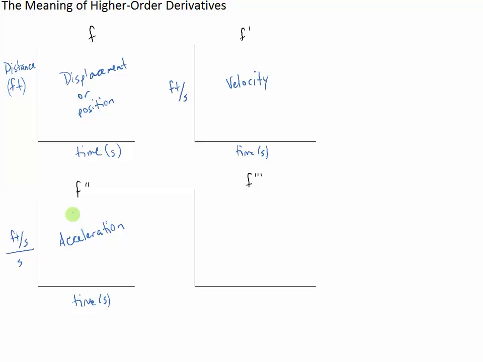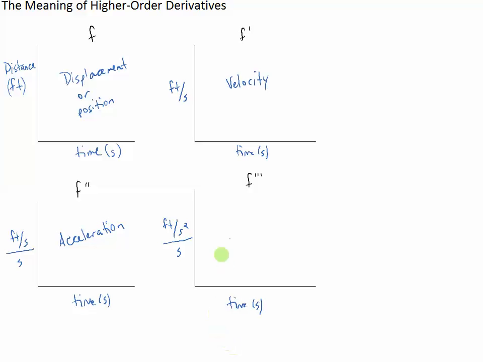Okay? So the second derivative of a displacement function is an acceleration function, or could also be considered the first derivative of f prime, or the velocity function. Okay, the last one we'll look at is the rate of change of your acceleration. So it's feet per second squared per second. So it's a change in acceleration per unit time, per second.